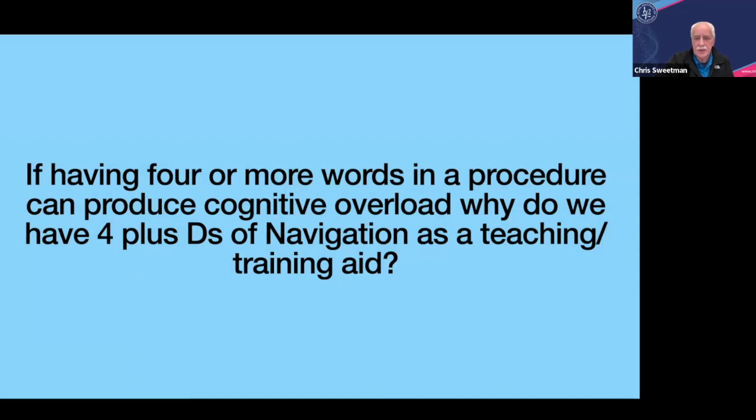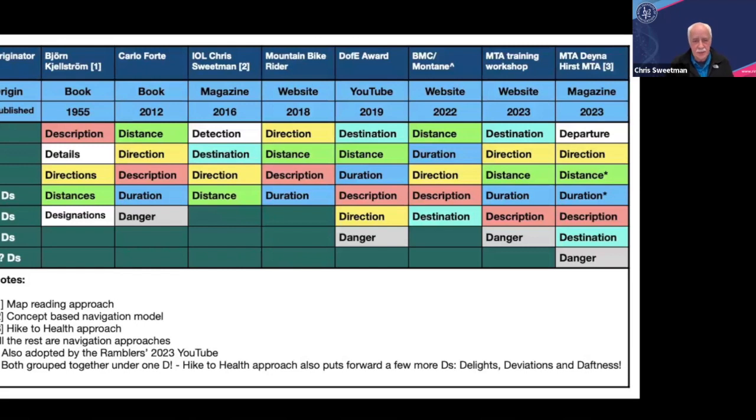One of the most popular navigation teaching training aids are the 4+Ds of navigation. The next slide brings up all the Ds of navigation, right from the first one by Bjorn Kjellström from 1955. Bjorn Kjellström was one of the founders of the Silver Compass Company, and his book was about map and compass, promoting orienteering in the United States of America. He actually went out there and eventually lived out there.